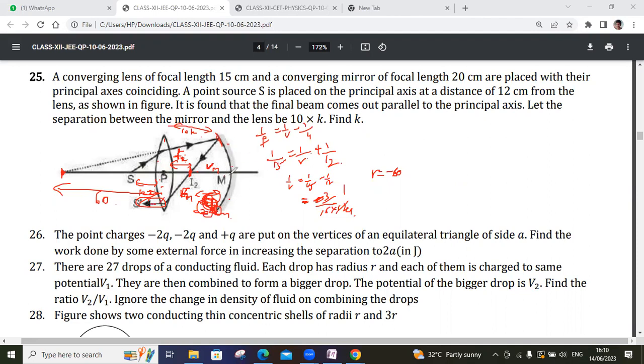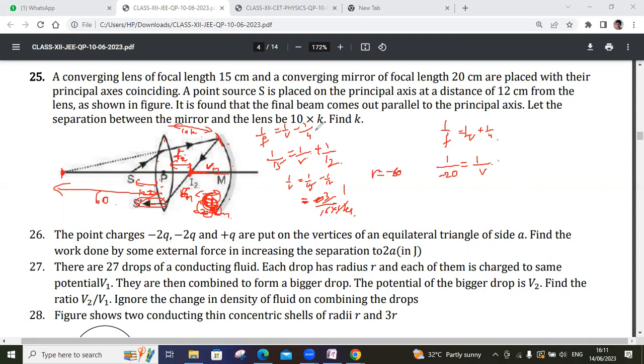So now if you apply the mirror formula, 1 by f is equal to 1 by v plus 1 by u. So for the mirror, this is a concave mirror, so focal length will be negative. And how much is the focal length? Minus 20. 1 by image distance, we don't know, so image distance I'll keep like that only.